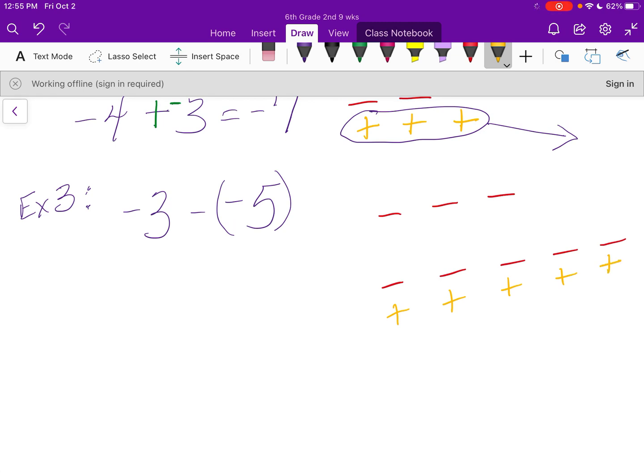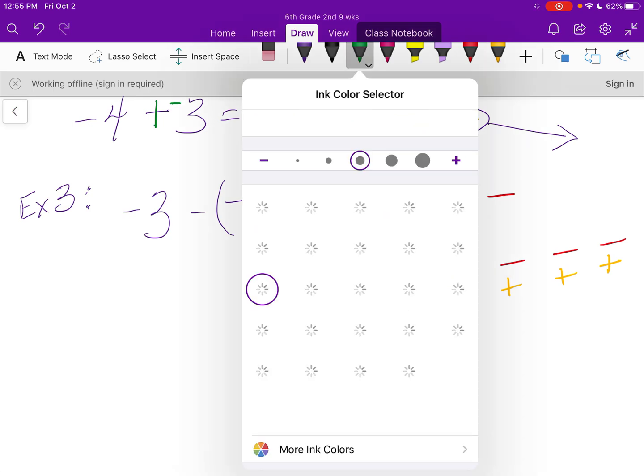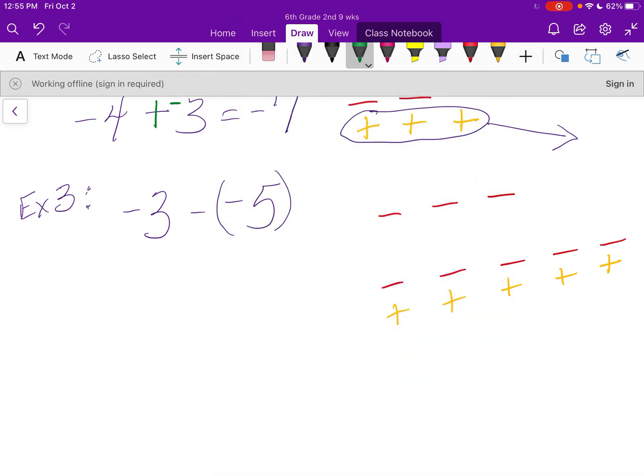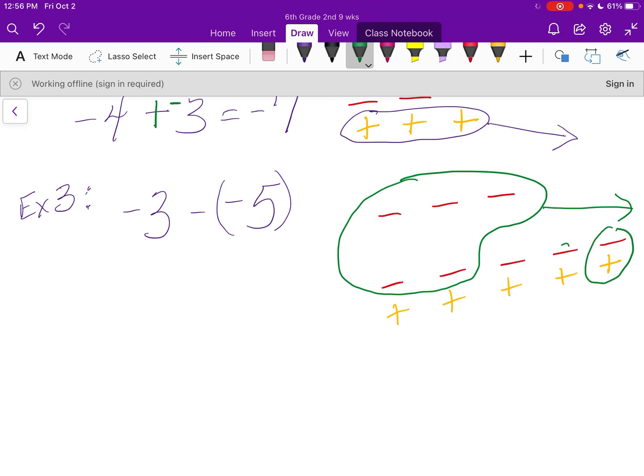So that still equals -3, right? And then we can take away 5 negatives. Whoops, sorry about that. So take away 5 negatives. So we've got 1, 2, 3, 4, 5. Take those 5 negatives away. I notice that these will still be 0. So what's left is 2 positives.